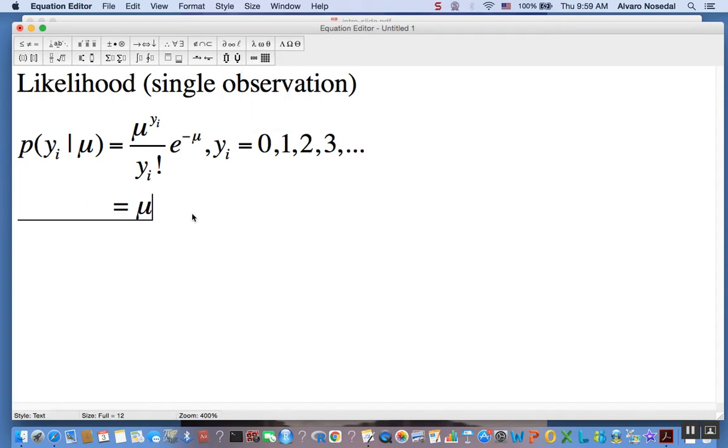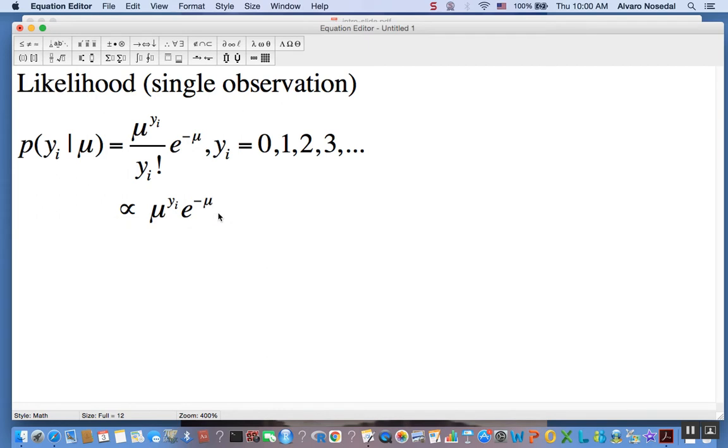What we're going to have here is, let me use the proportionality symbol. So we're going to ignore the constants, well, the constants with respect to mu, right? And we're going to retain only the terms that have to do with our parameter of interest.